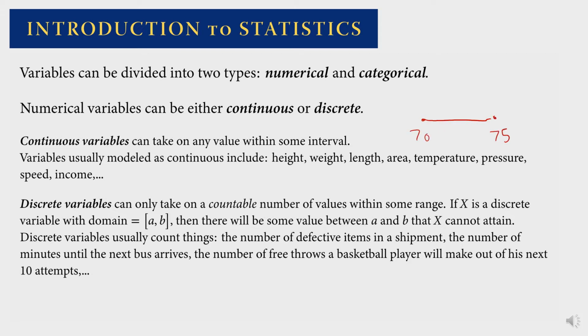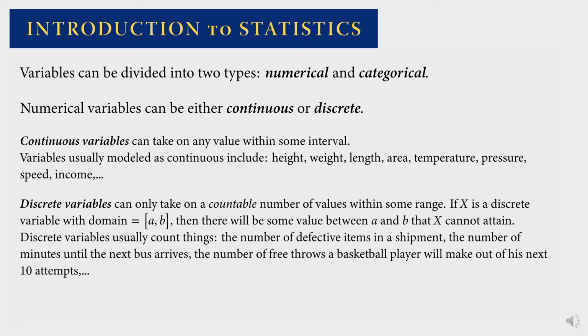That means it can be 71, it can be 72.3, it can be 73.778931... on and on forever. It can be anything in this interval. In reality, these things aren't quite continuous because we're limited by the precision of our instruments, but they're close enough to continuous that we can model them that way.